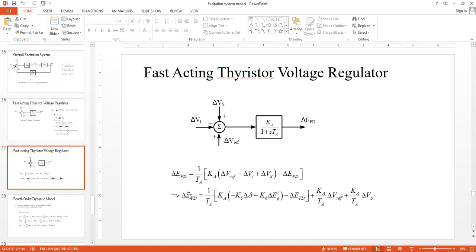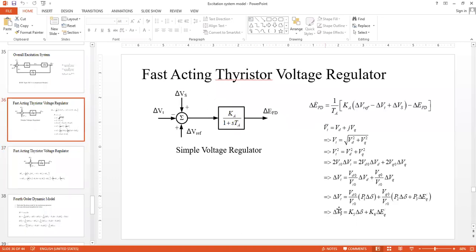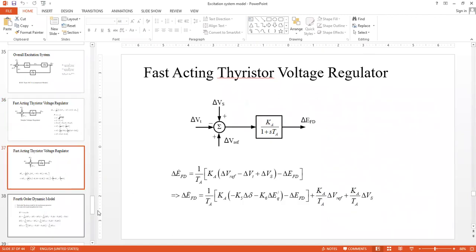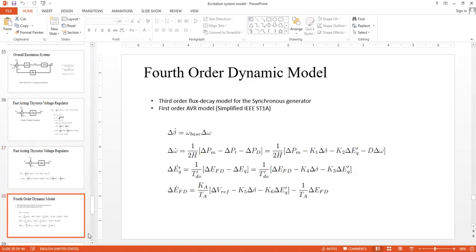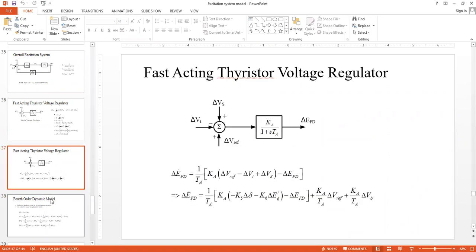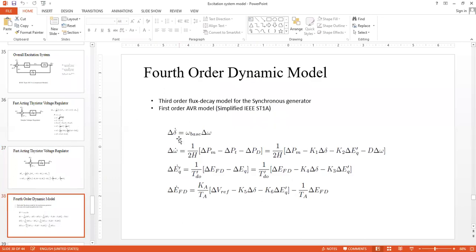So this was the model continued, where we replaced the terminal voltage deviation delta VT. The terminal voltage was represented in the form of the deviation in delta and deviation in Eq dash with the help of two more K constants, that is K5 and K6. Then we had this equation while we replaced this delta VT term, and finally we came up with the fourth order model. So this is the summary of the fourth order model, where we have four state equations now.